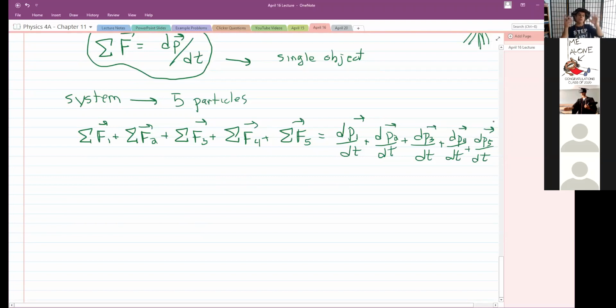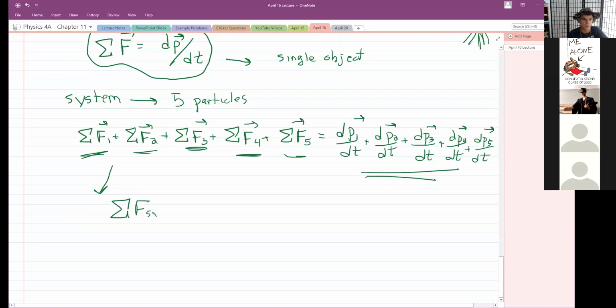Okay, so Newton's second law, sum of the forces equals the change in momentum with respect to time. True in a single object. If I have a collection of objects, I can just apply Newton's second law to every single object, add them all together, and what I get is the sum of the forces on every object in the system equals the change in momentum. Well, this left-hand side is really just the sum of the forces on the system as a whole. And this right-hand side, I'm going to write as the change with respect to time of P1 plus P2 plus P3 plus P4 plus P5.